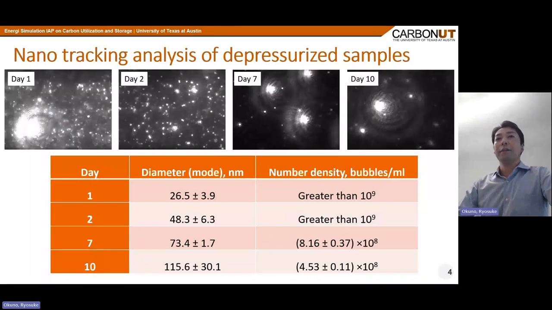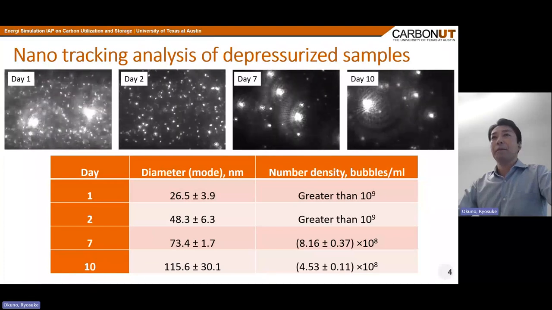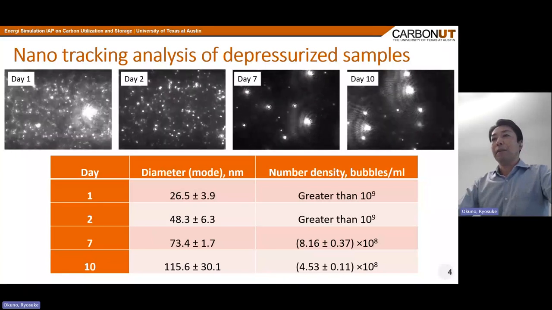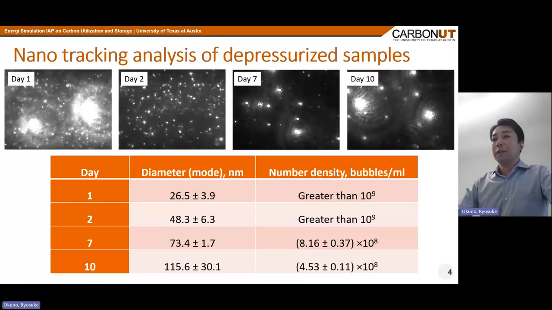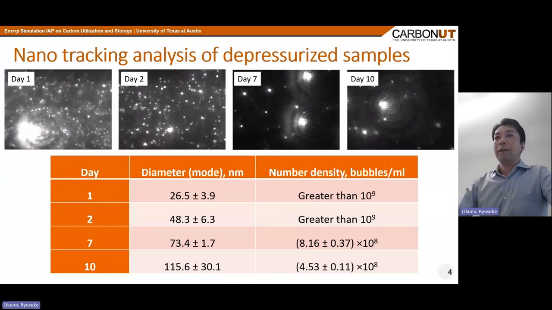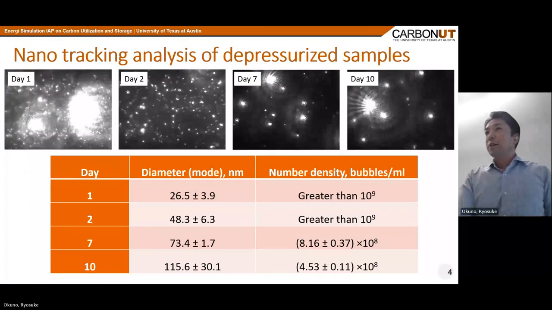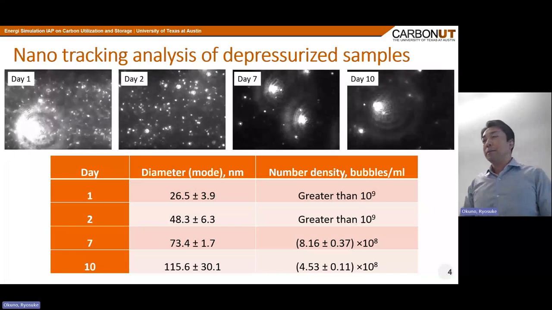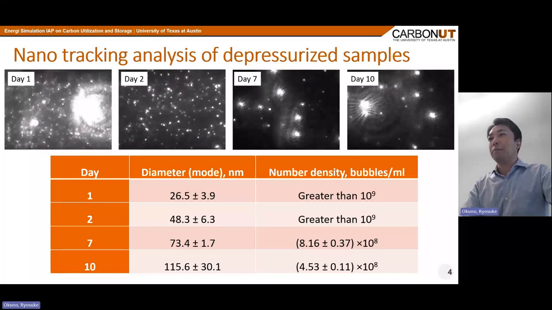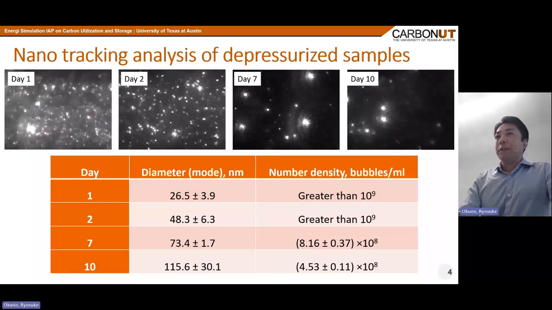And each window here has a scale of 2 micron for the width. So the bubbles you see here are nanoscale. Days 1 and 2 are below 50 nanometer, as you see in the table below. And over time, the bubbles get larger. And at day 10, the diameter of bubbles is approximately 100 nanometer. So you see this long-term stability of bubbles explains why nanobubble technology has been widely used for low-pressure applications, as I mentioned before. But our focus is on high-pressure nanobubble dispersion.